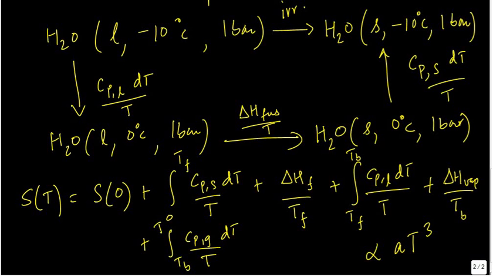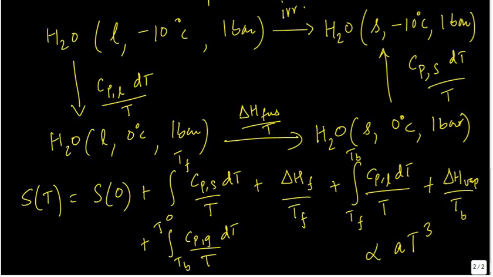Now, if you know S of 0, then you would know the absolute entropy at temperature T. All the while that we do in thermodynamics, what we've been doing is delta S, that is the change in entropy going from one state to the other. But if I know the value of S naught, I'll be able to exactly say what is the absolute entropy at temperature T. Right? So, how do we get the value of S naught?